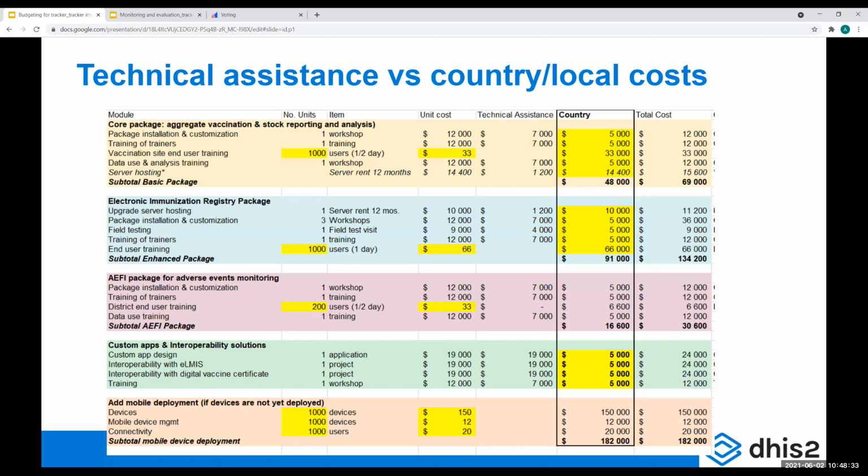So you can see here all the yellow numbers. For example, on the top one, vaccination site end user training, we're doing the aggregate vaccination and stock reporting module. If you have 1,000 users that you want to train for half a day, and the unit cost for that is $33, that's $33,000 out of the total budget. And for doing installation work and customization work, you could split the cost into one cost for TA, and one cost to cover the local team to participate or to rent something.